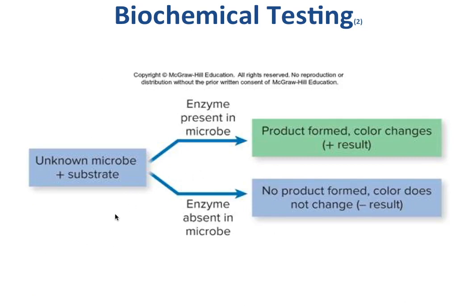As we can see in this figure, we can add a substrate such as the pH indicator. If the microbe has fermentase, the fermentase will induce the fermentation, so it will change the color. If the color has changed, that will be positive. If the color doesn't change, that means this microbe doesn't have the fermentase, so there is no fermentation.